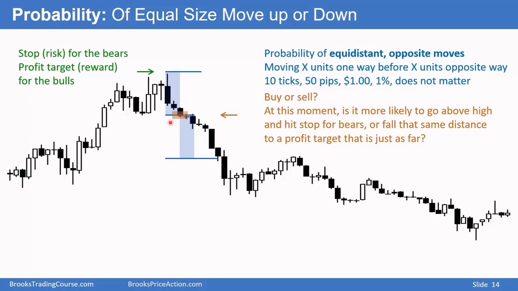The stop for the bears is up here. Their reward is here. If someone buys here, they're looking for a new high. Their reward is here. And a reasonable stop would be an equidistant move down. So their stop is here. This is the risk for the bears and the reward for the bulls. This is the reward for the bears and the risk for the bulls.